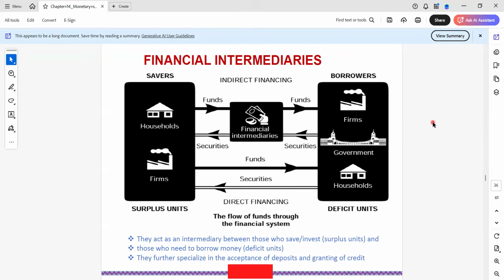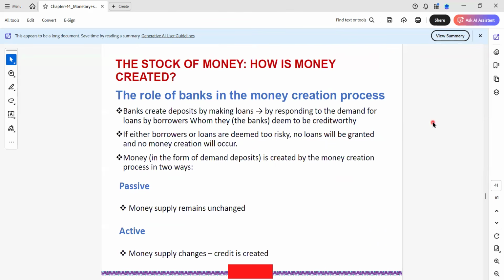Yeah. So that's what they're saying here. Banks create deposits by making loans, right? So when they make these loans, obviously when you pay, you're gonna pay with interest, and that's how money is created. And money in the form of demand deposits is created by the money creation process in two ways.